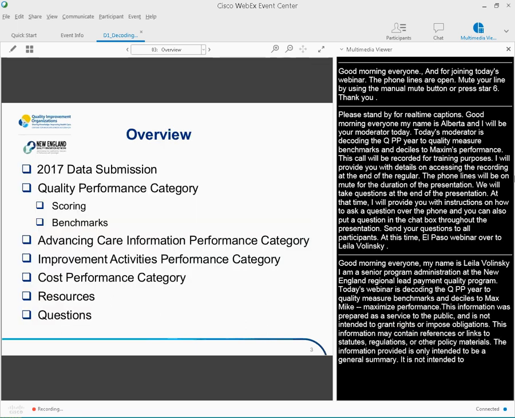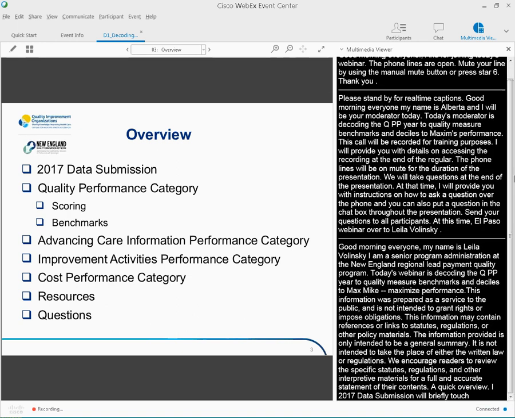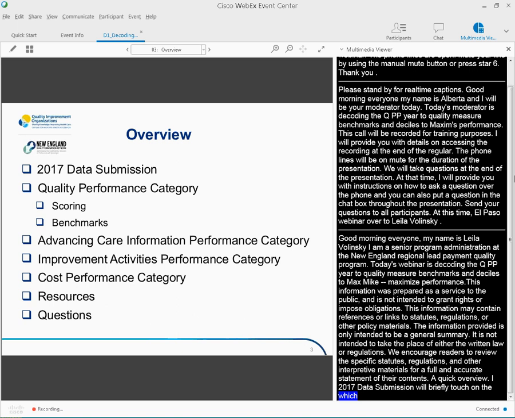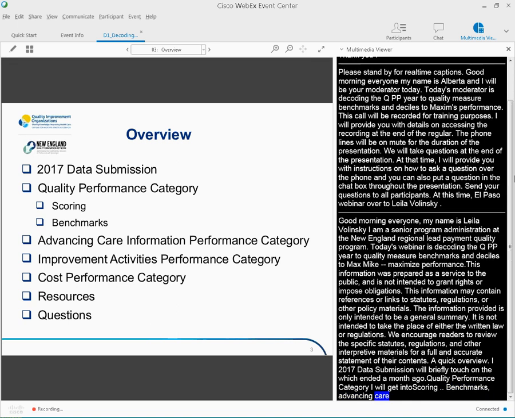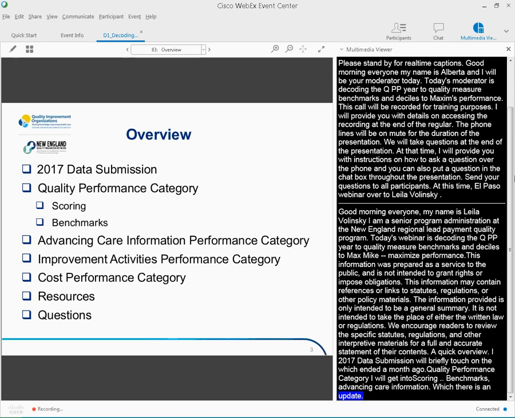Quick overview of today's webinar. I'll be just briefly touching upon the 2017 data submission, which just ended about a month ago, and then we'll get into quality performance categories, the scoring, benchmarks. And since there's 4 categories now in the Quality Payment Program MIPS portion, I want to touch on Advancing Care Information, which there's an update to, Improvement Activities, Cost, and then we'll be providing you with some resources and time for questions at the end.